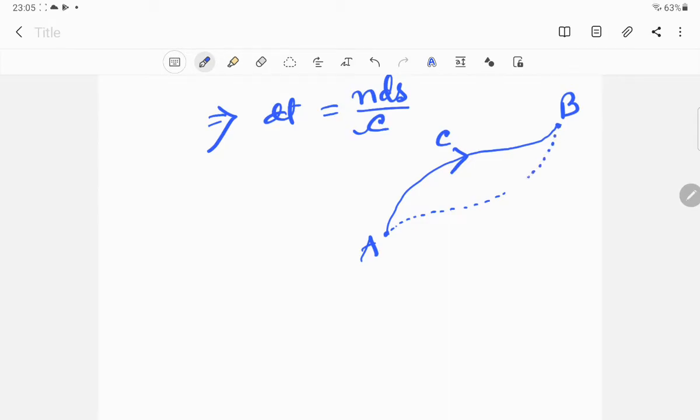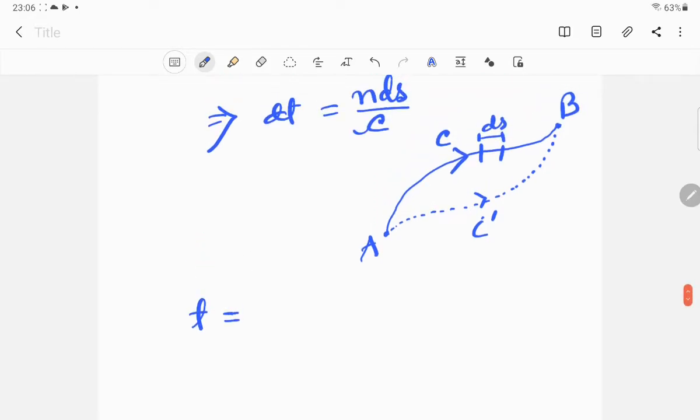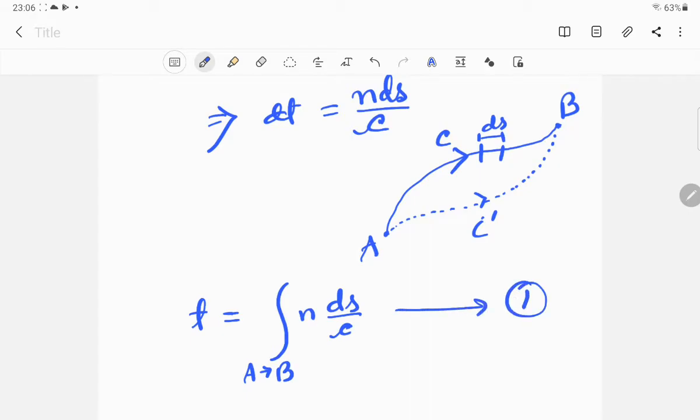There are so many paths available, so let me name it as c dash. So we just considered a small distance ds. If I ask you for the whole distance from a to b, it will definitely be equal to the time taken to travel from a to b, which is the integration from a to b of n ds by c. So this is the first expression that we have for time.